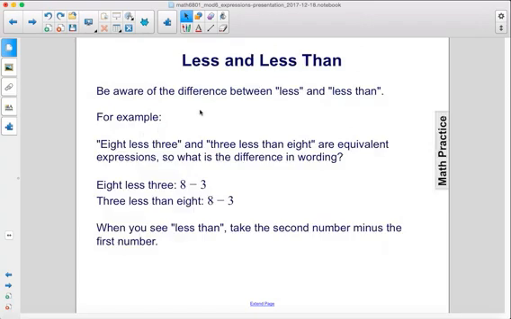Be aware of the difference between less and less than. For example, 8 less 3 and 3 less than 8 are equivalent expressions, so what is the difference in wording? 8 less 3 is 8 minus 3. 3 less than 8 is also 8 minus 3. When you see less than, take the second number minus the first number.